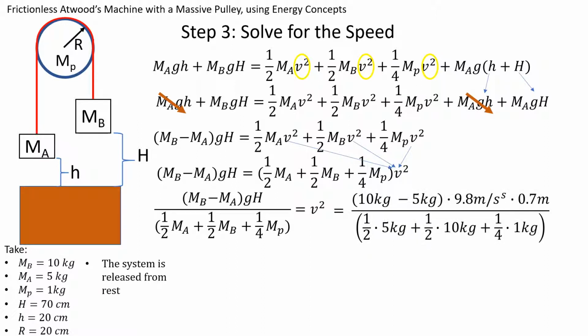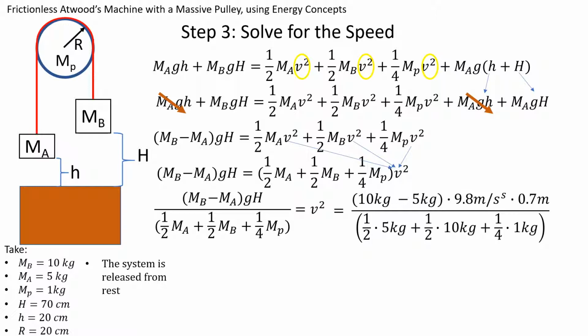And I think this is a good place to start plugging in our numbers. v squared is as easy to calculate as v. Of course, you could put a square root over all of this and put the numbers in after that, or we can just put the numbers in now and then take the square root. So we have MB minus MA, that's 10 kilograms minus 5 kilograms, times g times h, so times 9.8 meters per second squared, times 0.7 meters. Remember to convert your centimeters to meters.